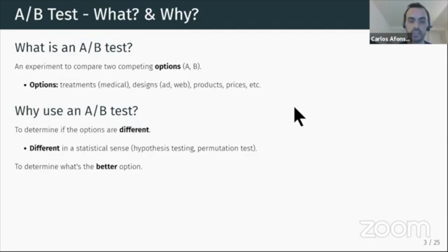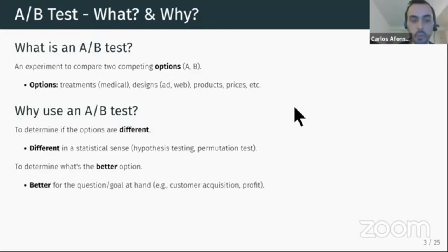In the applied sense, the more business-like sense, we want to determine what's the better option for our problem, for our business, or for other problems that we are trying to solve. And the better depends on what's the question, what's the goal that we have at hand. For example, even within a business context, you may have different goals. You may have the goal of acquiring new customers, or the goal of increasing the profit. Sometimes you may sacrifice profit with the goal of acquiring more new customers. Other times, depending on the stage of your business, you might focus more on the profit itself.